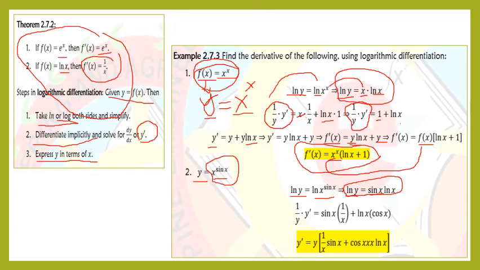Differentiate implicitly and solve for dy over dx or y prime. So, the derivative of ln of y, class, applying the theorem 2.7.2. The derivative of ln of y is 1 over y. Since we differentiated with respect to the variable y, that's why we have y prime. So take note, we apply implicit differentiation here.